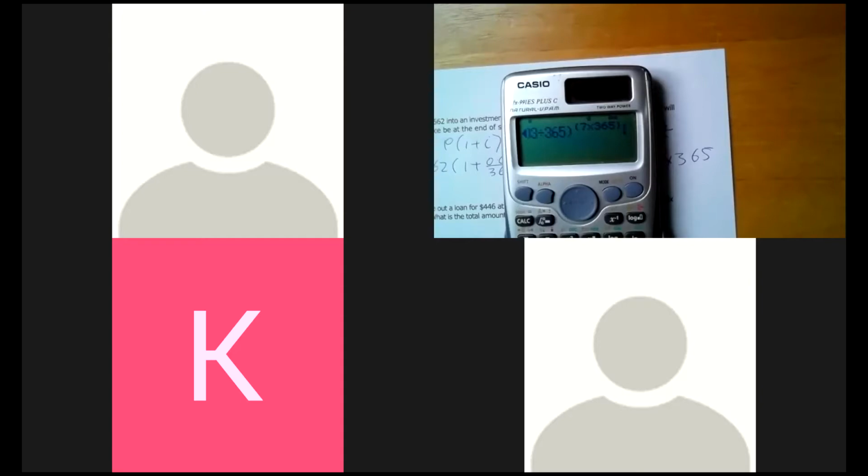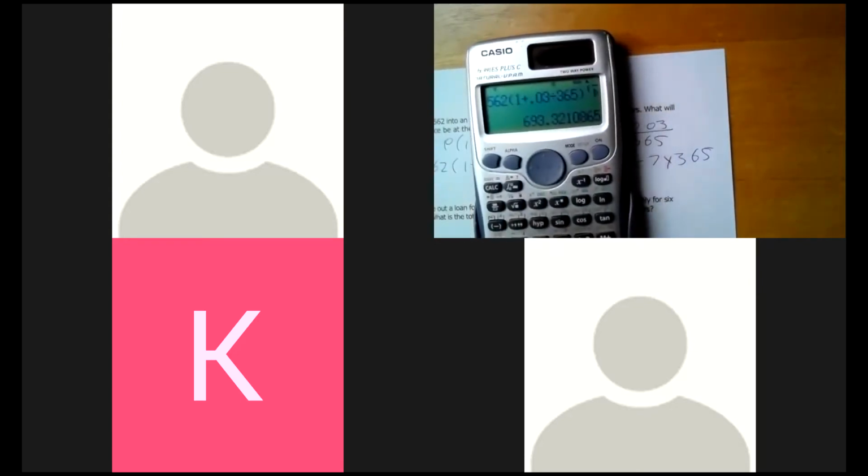I got 1436. Let me hear what Kaja got first. Let me go to Kaja. Kaja, what did you get? I got 693 and 32 cents. And if you can see my calculator, that's exactly what I have. Of course, it doesn't round it. You have to round it for yourself. But Elijah, that's what you should be getting.